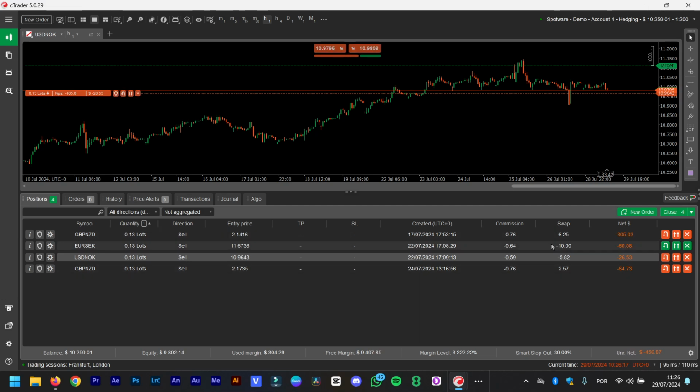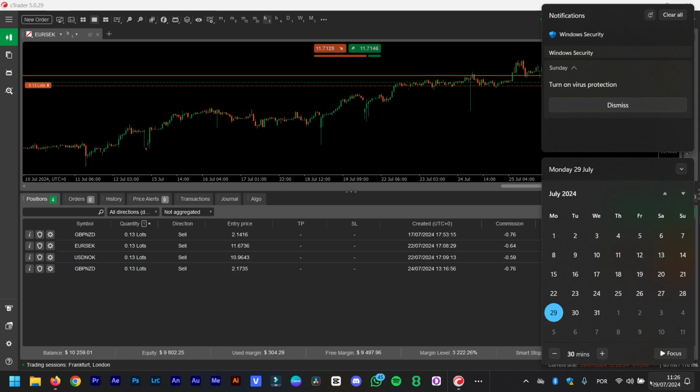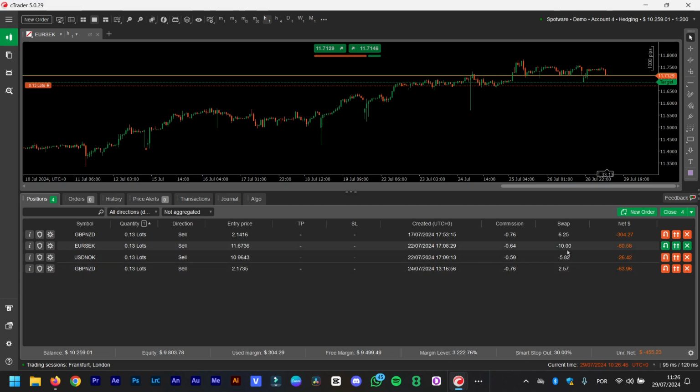And also check this out. Check the amount of swapping that I'm paying. Almost $10. And it's been like what? Let's check this out. 22. So like 1, 2, 3, 4, 5. So for 5 days, because weekends don't count, because the market is not open on weekends. But I opened this trade on the 22nd of July, and look at how much swapping I'm paying. Almost $10 of swapping. That means it's almost $2 a day.